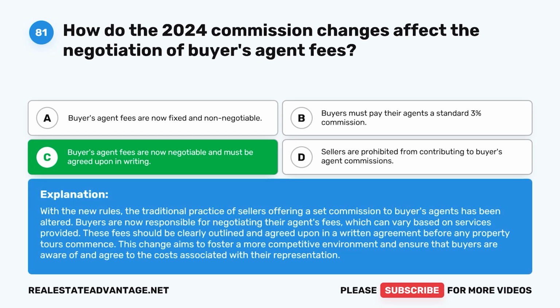With the new rules, the traditional practice of sellers offering a set commission to buyer's agents has been altered. Buyers are now responsible for negotiating their agents' fees, which can vary based on services provided. These fees should be clearly outlined and agreed upon in a written agreement before any property tours commence. This change aims to foster a more competitive environment and ensure that buyers are aware of and agree to the costs associated with their representation.